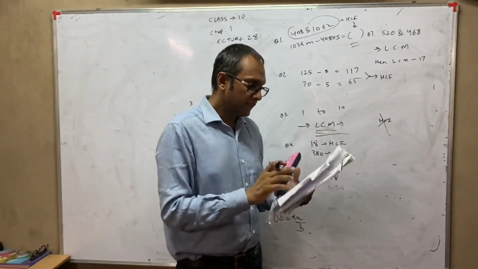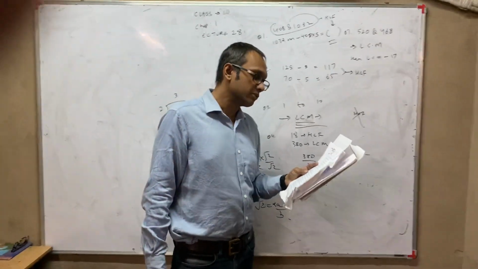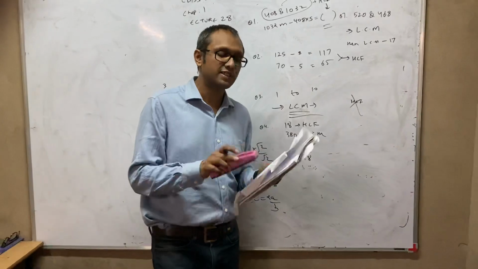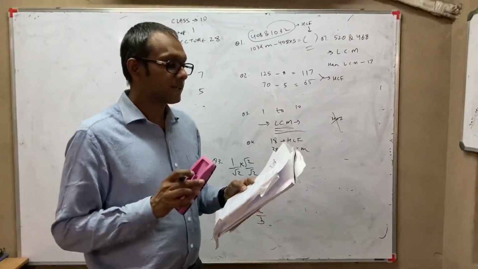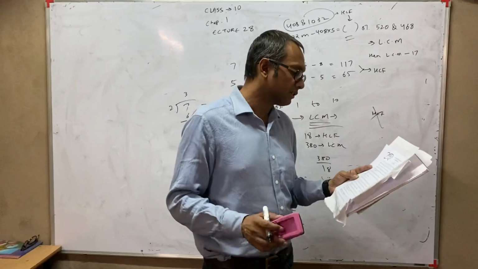Question number 16: the HCF of two numbers is 16 and the product is 30272, find their LCM. Question number 16 is totally from the textbook, Exercise 1.2. You know the formula, HCF times LCM is equal to the product of the two numbers, so you have to do that.